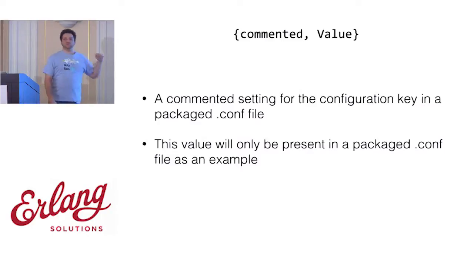You can also add commented values. It's pretty much like default, only when you generate your conf file at package time for shipping, this value is going to appear in it as a comment. It's like when you want to include an SSL configuration, but you don't want to ship with SSL on by default. You can say, this is how you do it. You know, just uncomment these lines to enable SSL. So that's what commented is for.